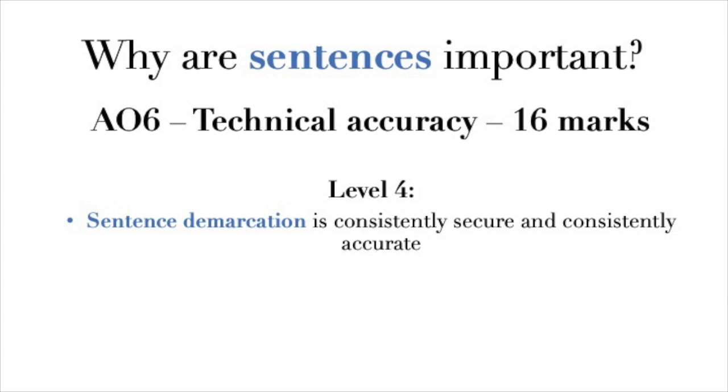Sentence demarcation is, do you know where your sentences begin and do you know where your sentences end, and is that consistent throughout your work? And if it is, then you should be moving your way up that mark scheme. Your use of sentences appears in more than just this one bullet point for technical accuracy, and we'll talk about some of the other bullet points later on. But first of all, it is really about trying to control the beginning and ending of your sentences and understanding where they start and stop.